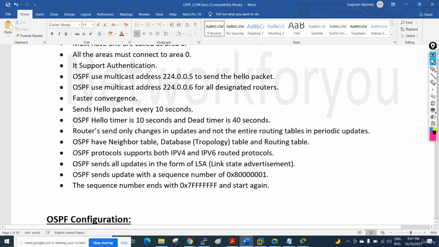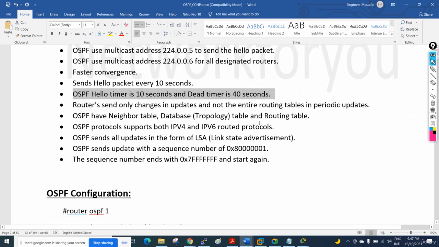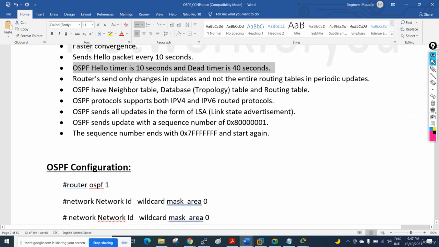So this is an interview question. We need to remember, hello timer is 10 seconds, dead timer is 40 seconds in OSPF. And in OSPF they will update the routing table only for the particular link. If any link goes down or up, then only they will update the routing table.